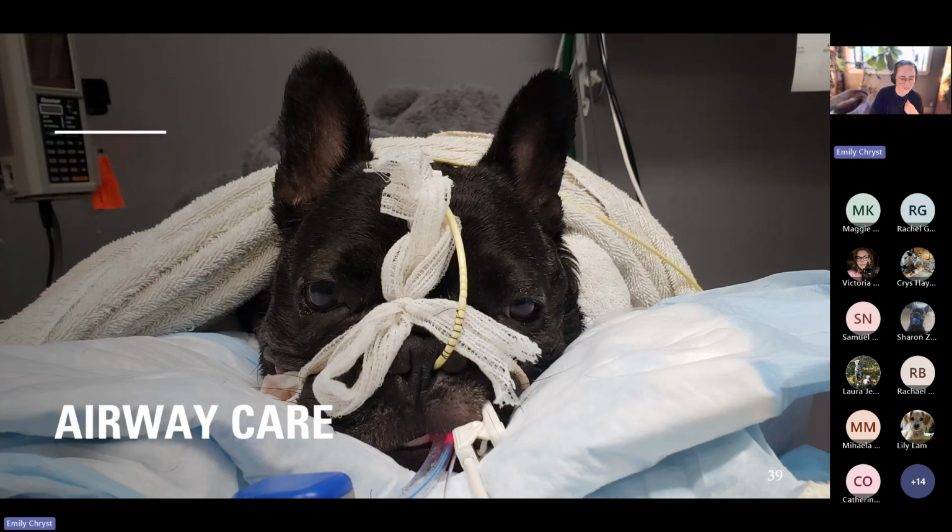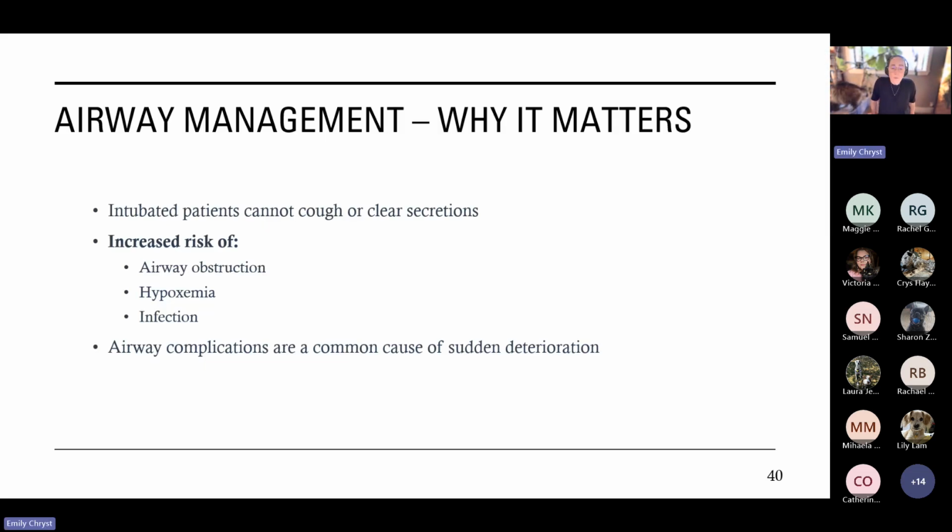Starting with airway care. Obviously a pretty big one, since these patients are going to be intubated potentially for a very long time. Here is Cosmo again, kind of in his twilight, looking at me, being all cute. So why does airway management matter so much?